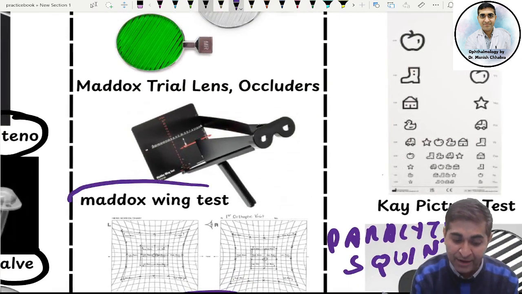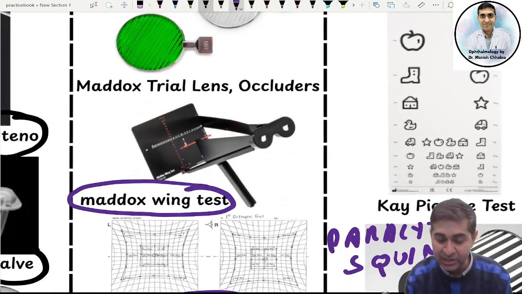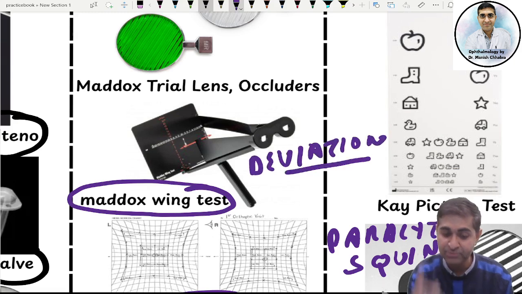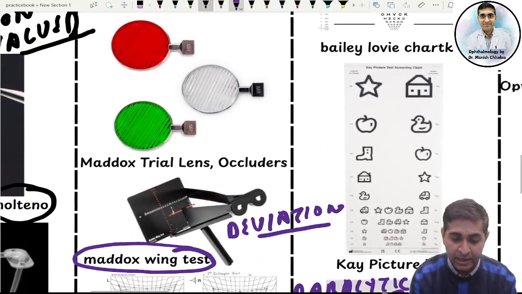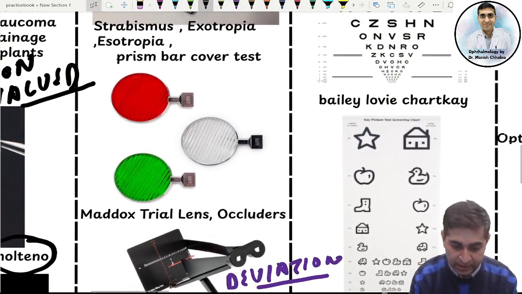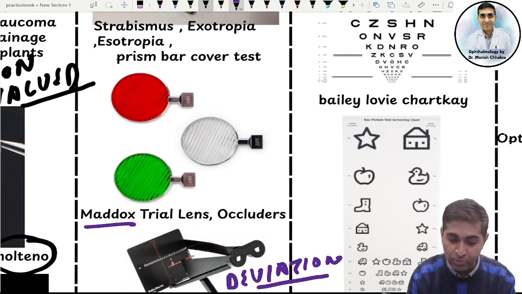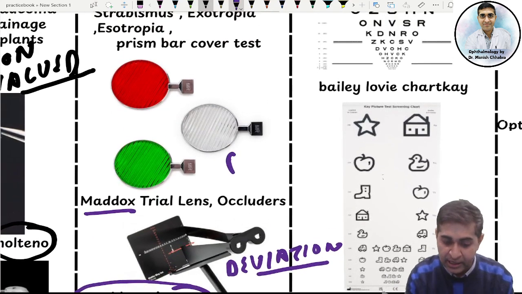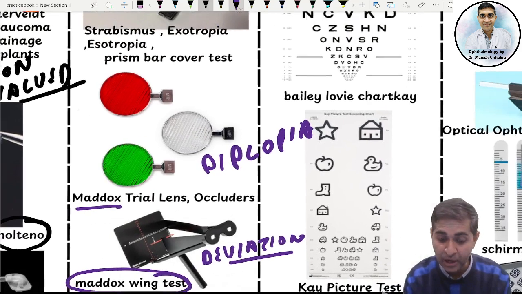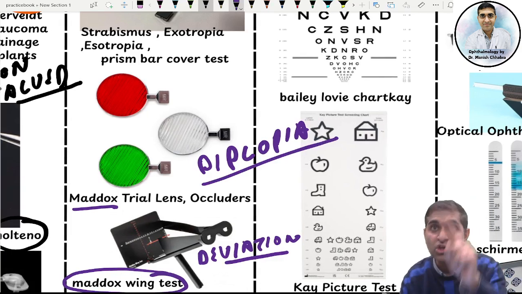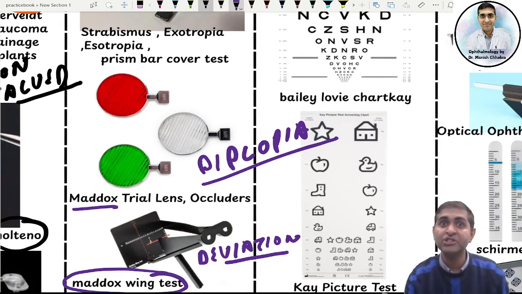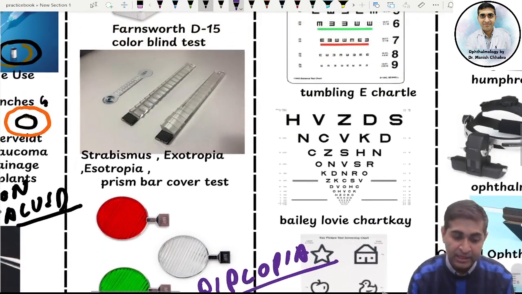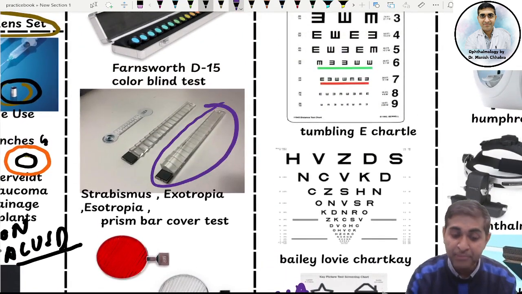Then there is the Maddox wing test. It helps in assessment of deviation. How much is the deviation? Then there is the Maddox rod. The Maddox rod helps in assessment of diplopia, whether it is crossed diplopia or uncrossed diplopia.